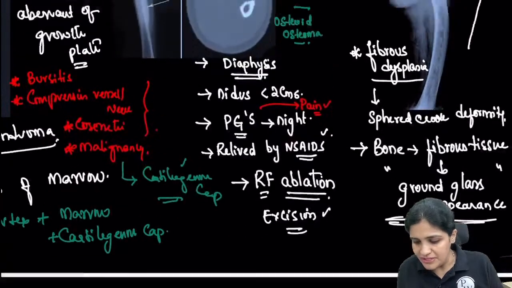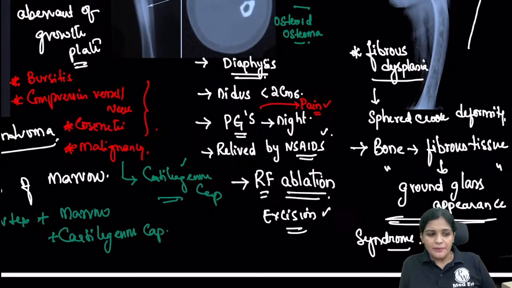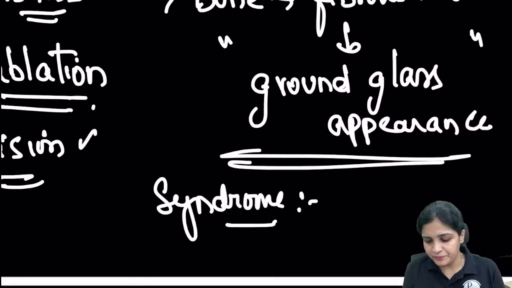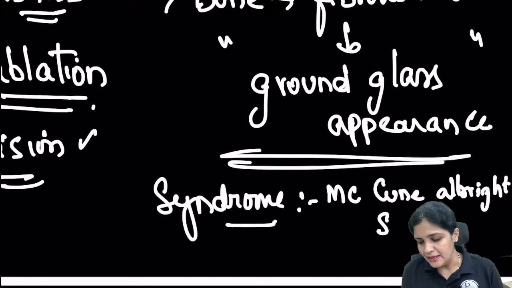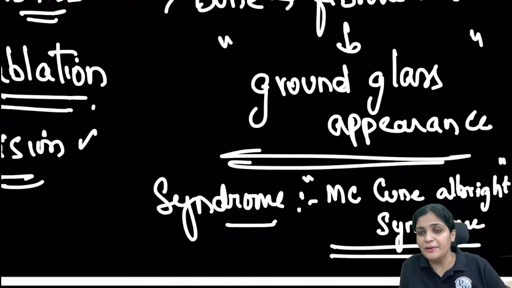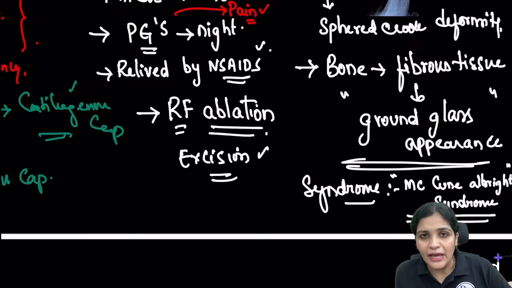And what is the syndrome which is associated with this? Where it is seen as precocious puberty. That is fibrous dysplasia. What is that important syndrome? Yes, very good. The McCune-Albright syndrome, where you see multiple fibrous dysplasias, and then you see precocious puberty with this condition, right? This is called the McCune-Albright syndrome.